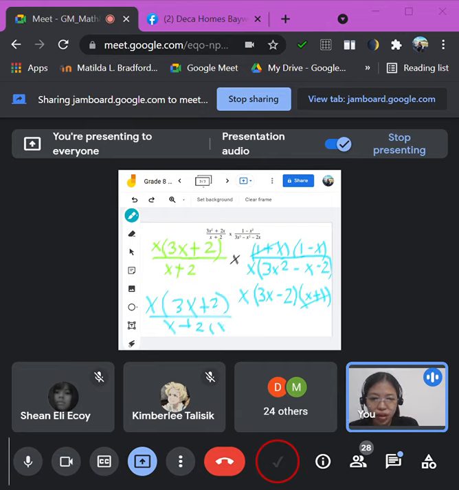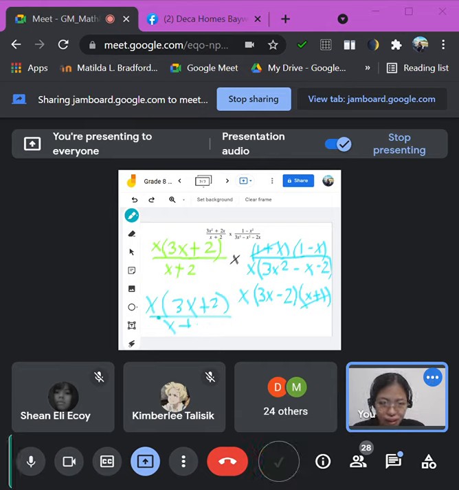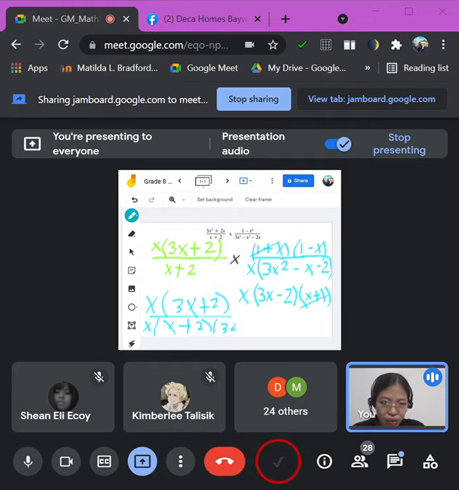Or pwede ni mo ibutang ang x sa first. X and then x plus 2. X plus 2 and then quantity 3x minus 2.